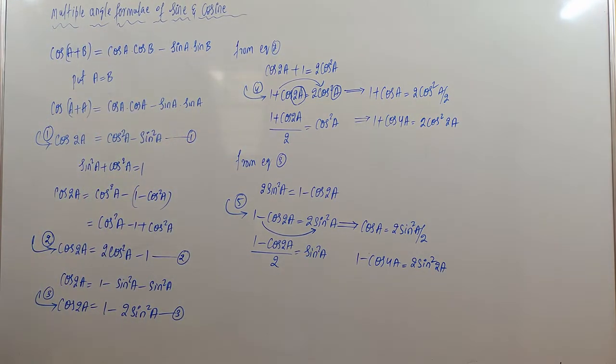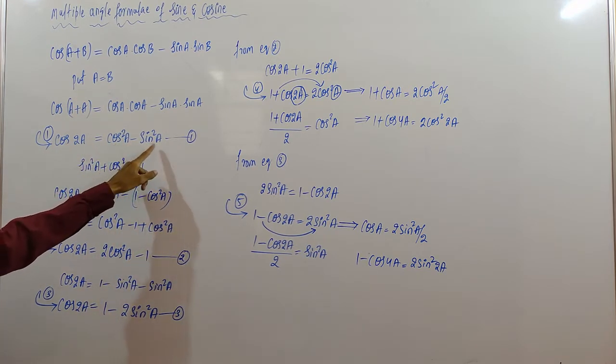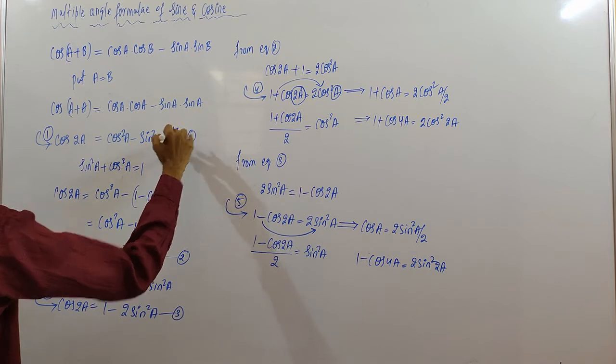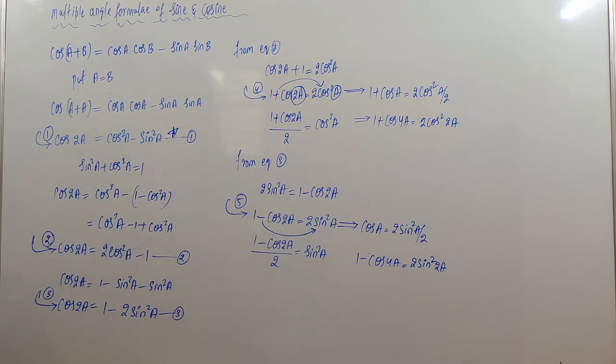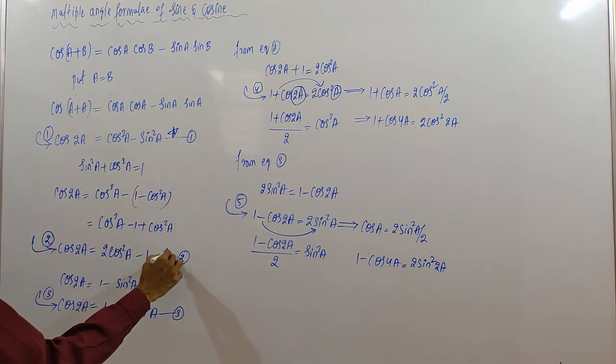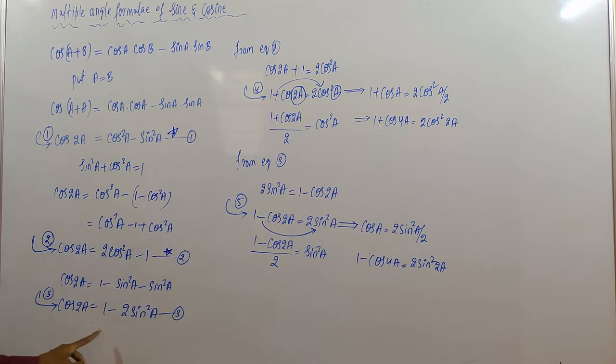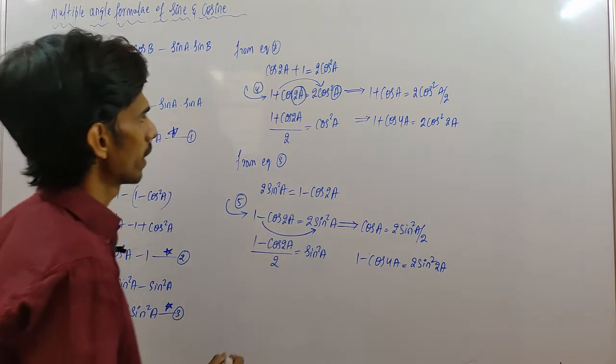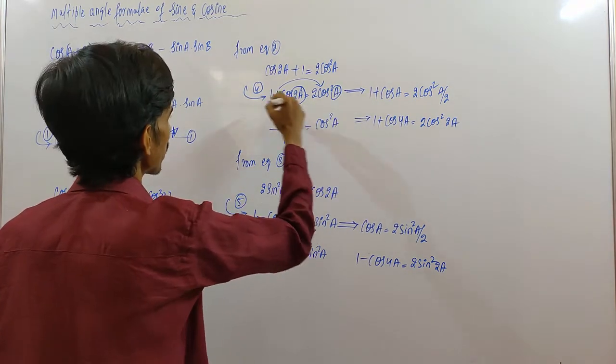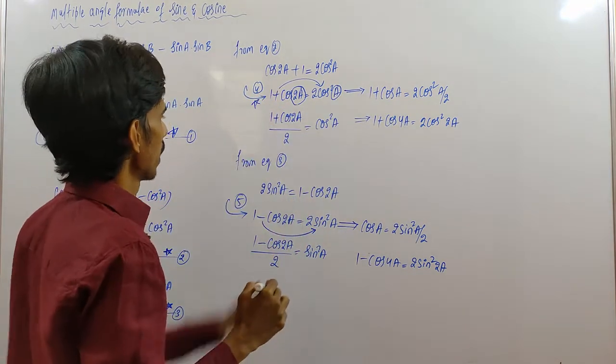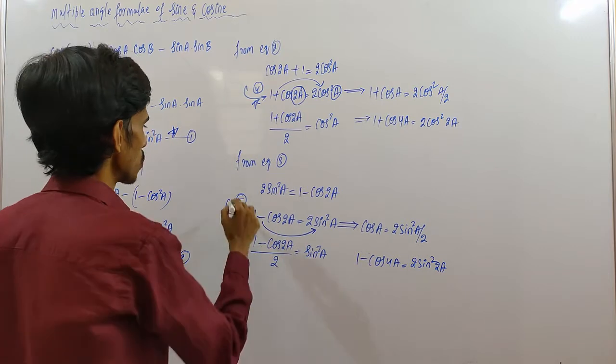These are the formulas that we have to learn by heart. First formula is cos 2A equal to cos square A minus sin square A. This is very important. After that we have this formula, which is very important, and then cos 2A value is 1 minus 2 sin square A. This formula is very important. After that these formulas are very important: 1 plus cos 2A and 1 minus cos 2A.